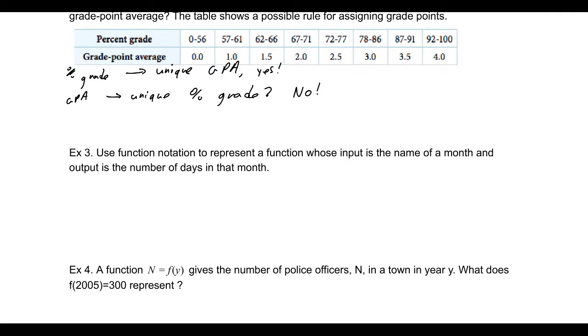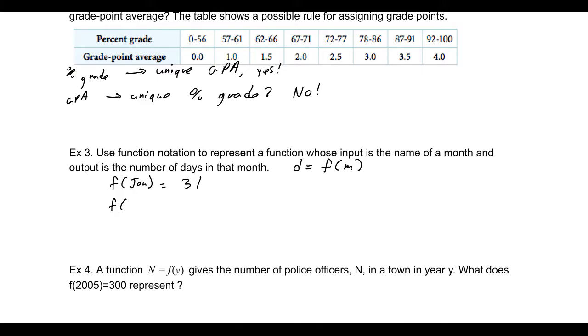So let's use function notation next to represent a function whose input is the name of a month and the output is the number of days in that month. I'm going to write that using our function notation as my output is a function of my input: D equals f of m. So a couple of examples. I'm not going to write this out for all 12 months, but we could say something like f of January. January has 31 days in it. So f of January equals 31.